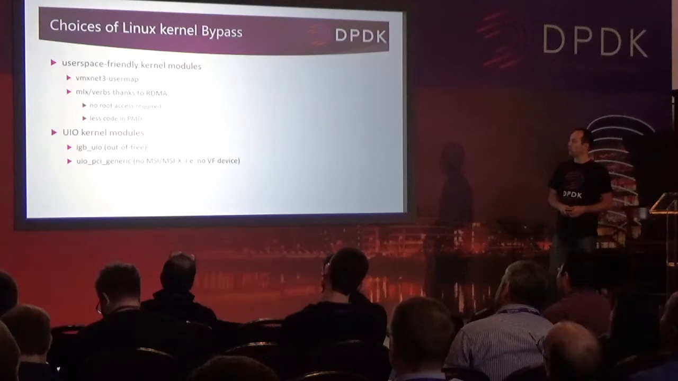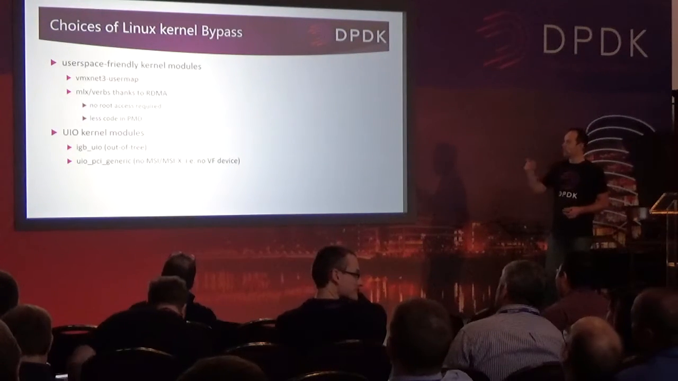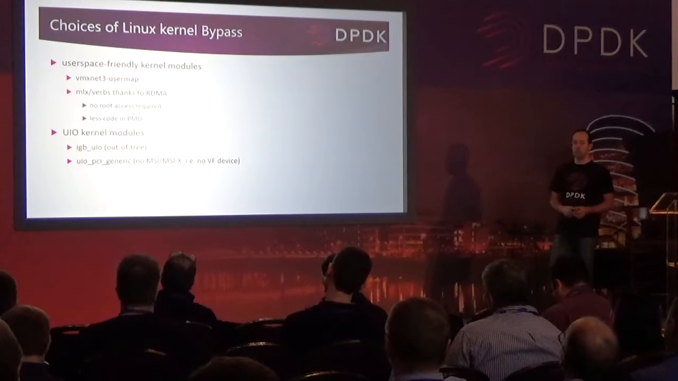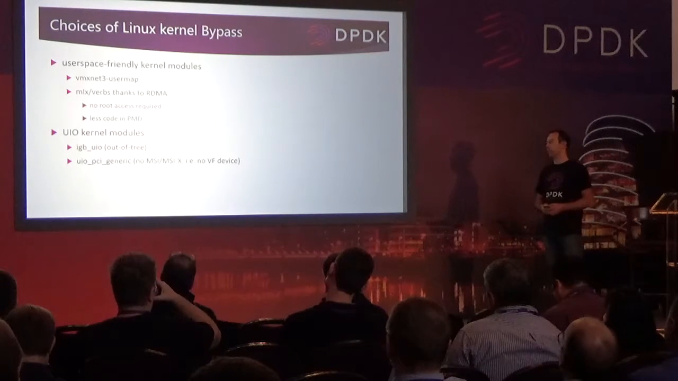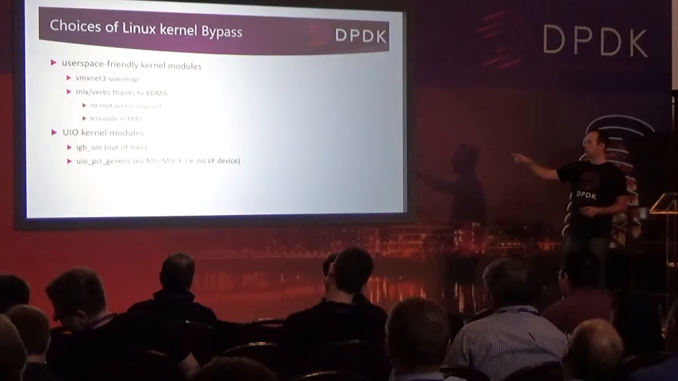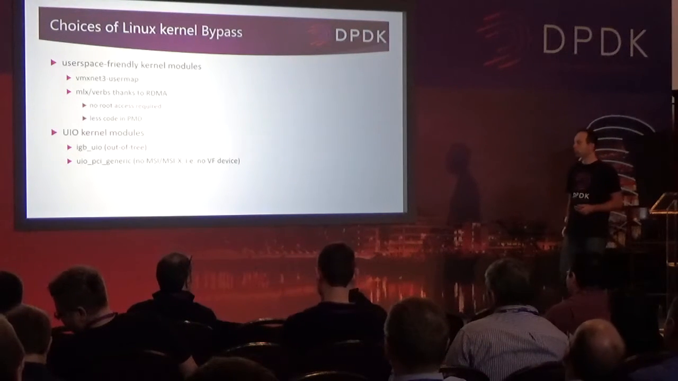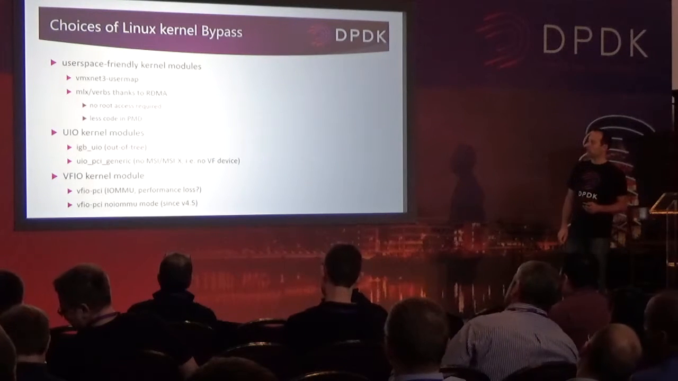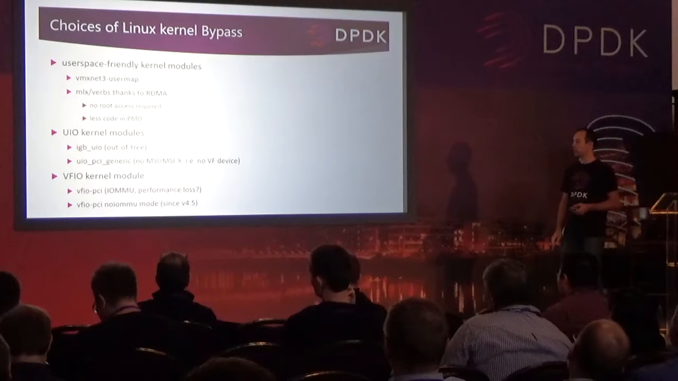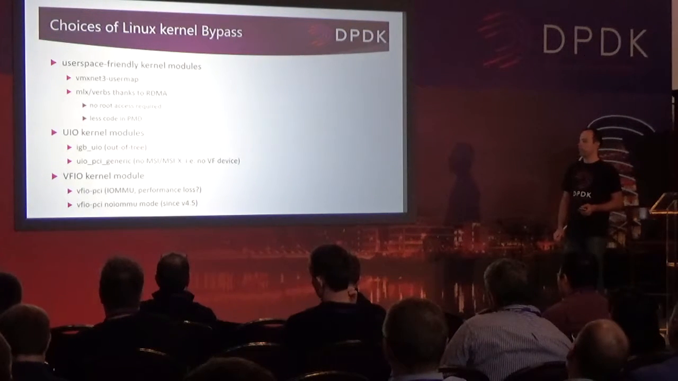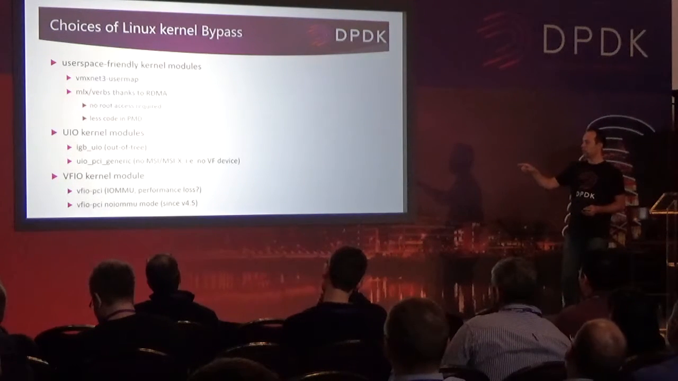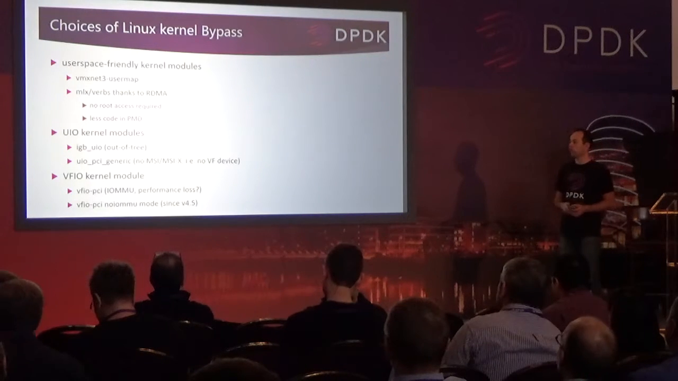Another way of bypassing the kernel is using UIO. We have the igb_uio kernel module, but it's an out-of-tree kernel module. It's not good for maintenance, especially. And in the kernel, we have uio_pci_generic, but it cannot be used for VF. So now we have a new kernel module, which is VFIO, which uses IOMMU, which is more secure. About the performance, we don't really know yet. But there is also a new mode in VFIO, which is no-IOMMU, which is usable in more environments.